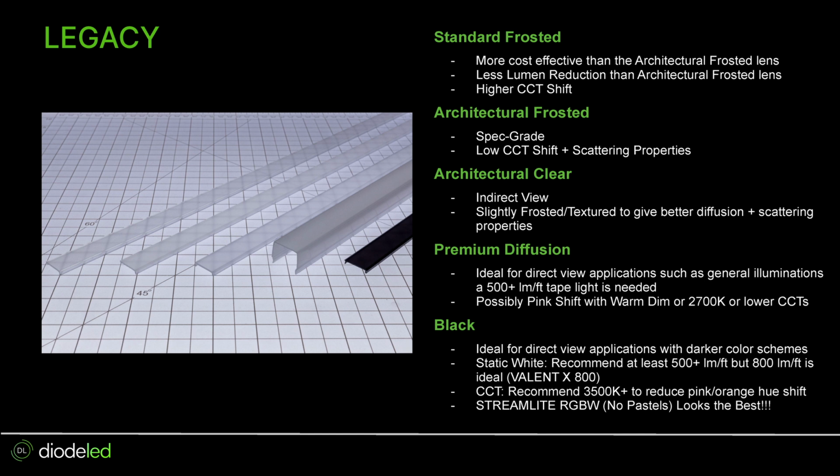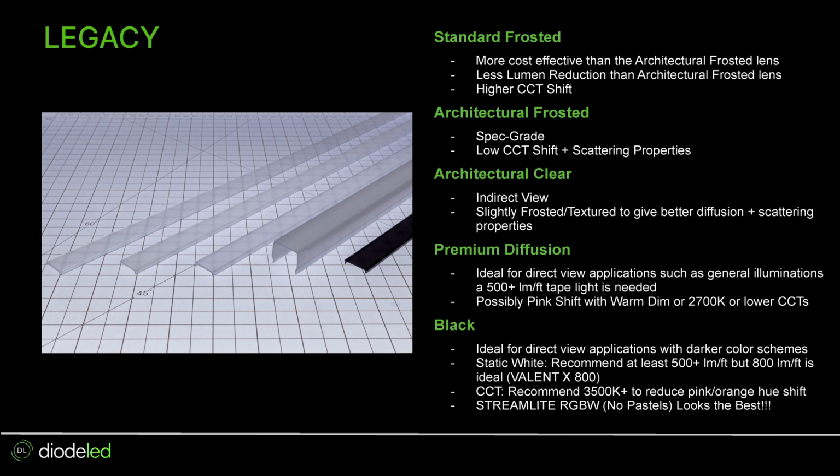The architectural clear is like a hybrid. It has some light loss, only 10%, but that is a pro and con, where even though it has 10% light loss, it has very good diffusion and glare control for most clear lenses out there. Then there's the premium diffusion. This is the larger lens that you see there on the right that's going to give you really, really good diffusion. It is definitely a little bit larger. We do see this in a lot of above cabinet or indirect view types of applications.